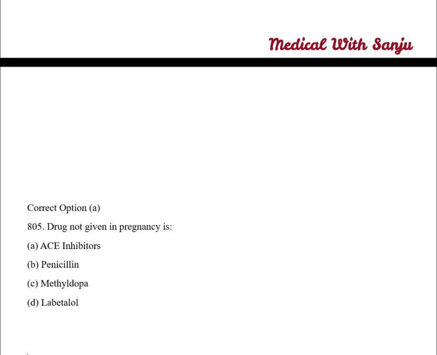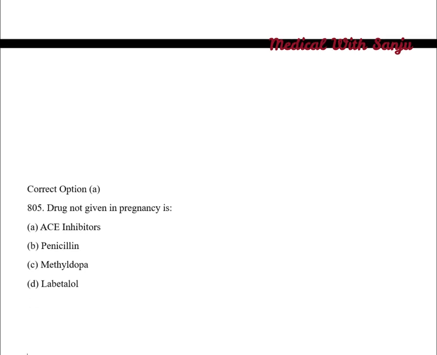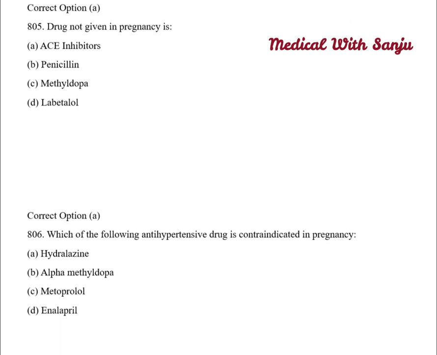Question number 805. Drug not given in pregnancy is option A, ACE inhibitor, option B, penicillin, option C, methyl dopa, and option D, labetalol. ACE inhibitor is a group of antihypertensive drug that is enalapril, not used during second and third trimester of pregnancy because it increases risk of fetal renal damage. And it is a teratogenic in first trimester. Option A.